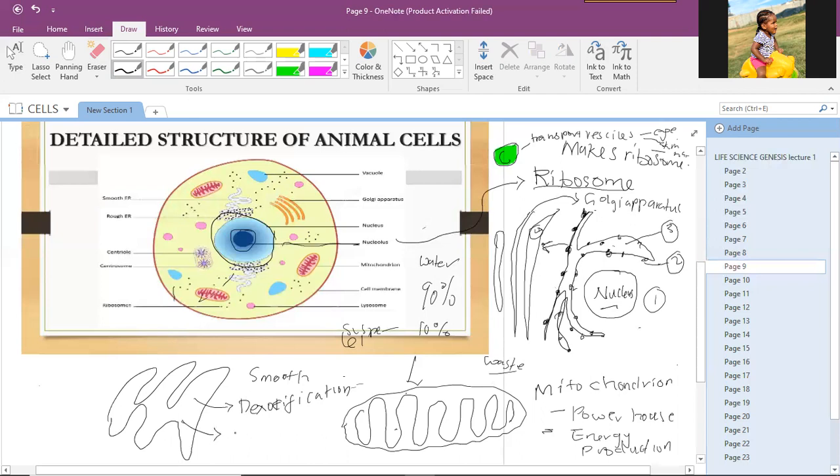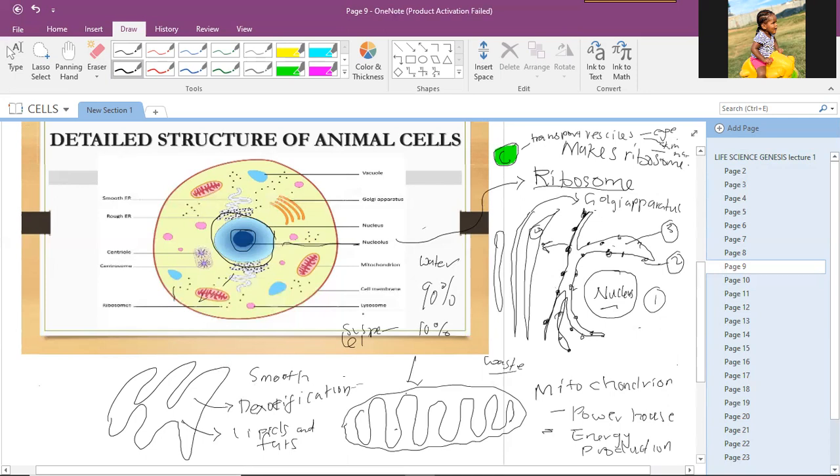But also it produces certain lipids and fats, because later on I'm going to tell you that the cell membrane is a lipid bilayer. The cell membrane is made up of lipids. Where do these lipids come from? They come from the smooth endoplasmic reticulum.